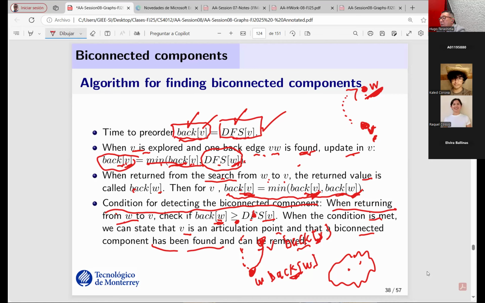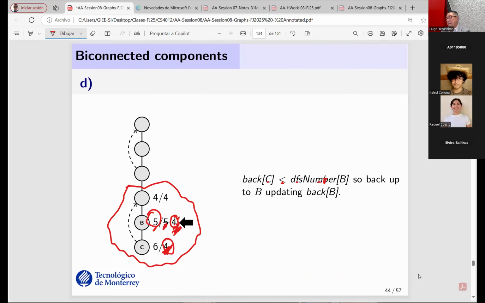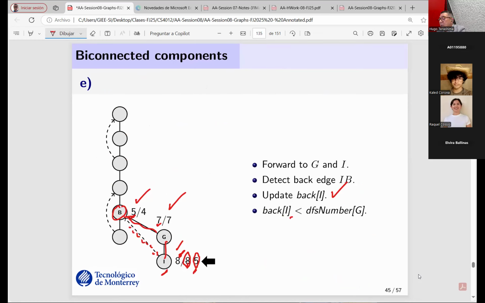And then the condition for detecting the biconnected component is when you're returning from W to B, check if back of W is greater or equal than DFS of B, which means that B is an articulation point and you have a biconnected component. So that is the condition. So those are the elements that you need to check. So what I'm going to give you is a complete solution of this problem in order for you to understand, and then you're going to apply an exercise in the homework, you know, for doing this. Okay?